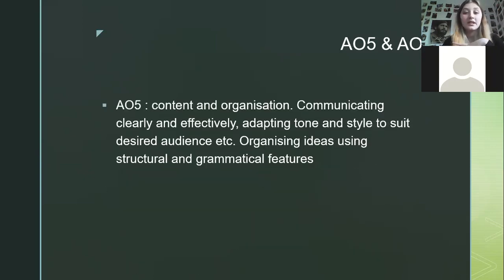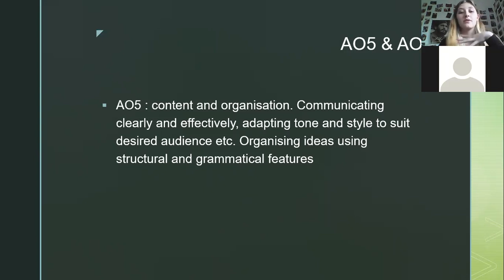AO5 is content and organisation, which is 24 out of the 40 marks in this section, which includes communicating clearly and effectively, adapting tone and style to suit the desired audience, and organising ideas using structural and grammatical features. So communicating clearly and effectively obviously just means not making it confusing. Like, this is what is happening, this is what I'm writing about, and this is how you're going to read it. It's as simple as that.